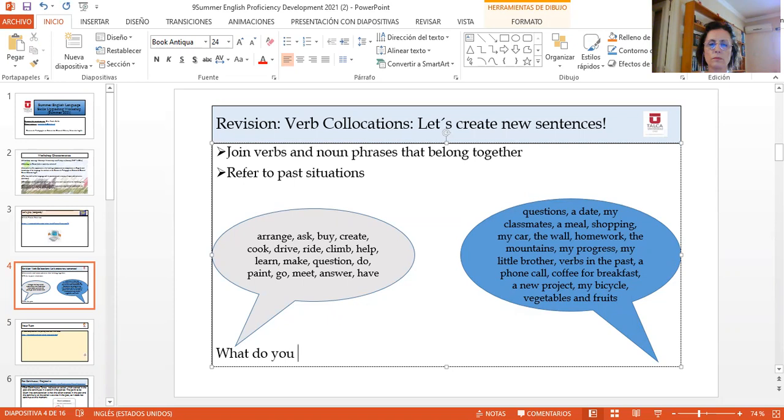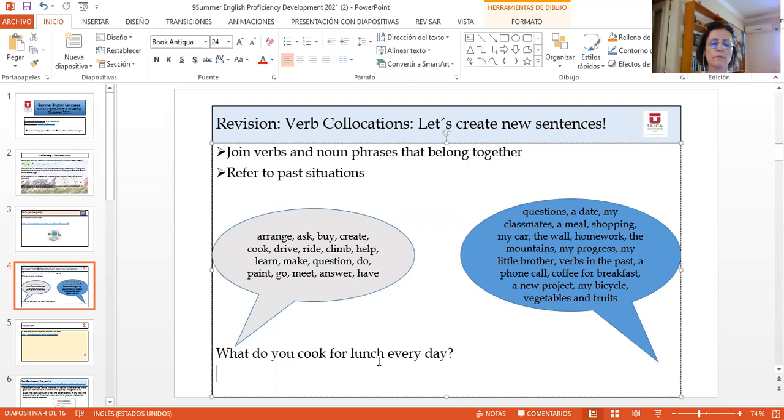What do you cook for lunch? Yes, for lunch. Today? Every day. No, every day. Every day, every week, every Saturday. What do you cook for lunch every day? Excellent. And which is the answer to that question? What do you cook for lunch every day?